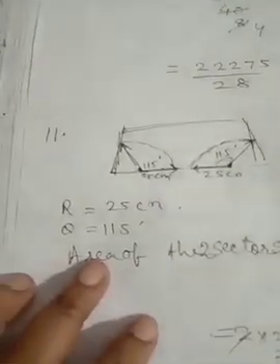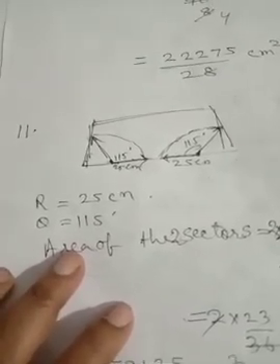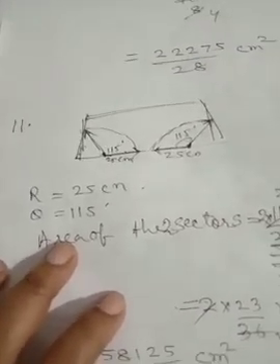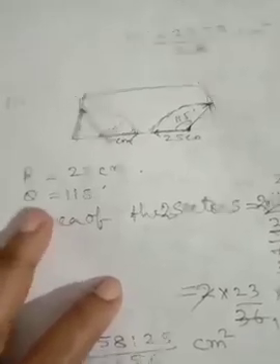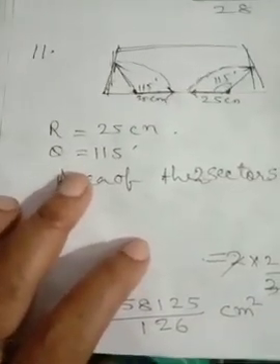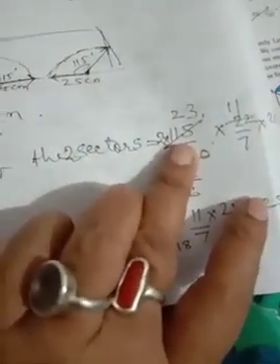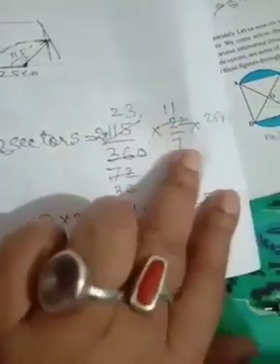First we have to find out the area of one sector and then we multiply it by 2 because both are of equal angle and the equal radius. So radius is equal to 25 centimeter and theta is equal to 115 degree. So area of the sector, we know that theta by 360 into pi r square.